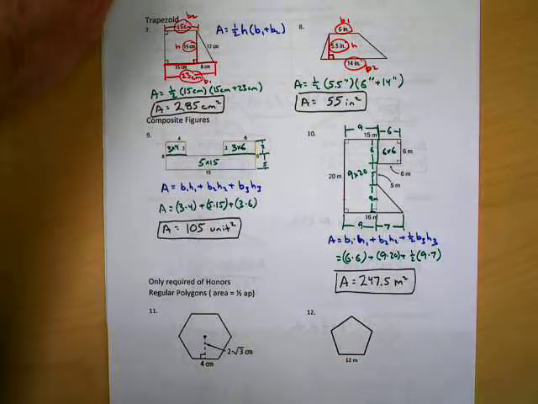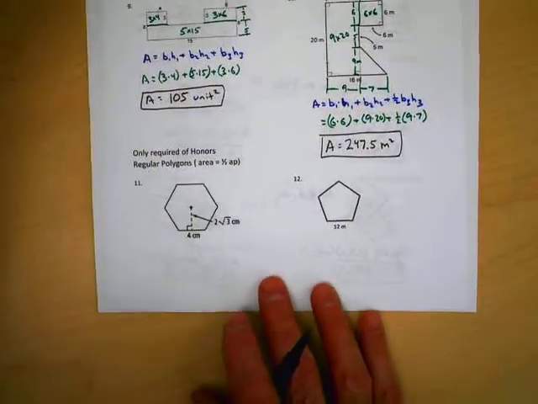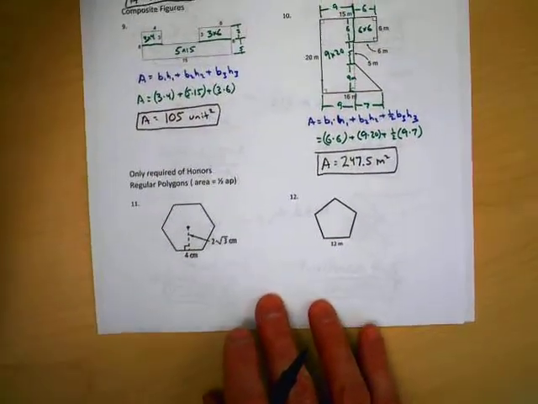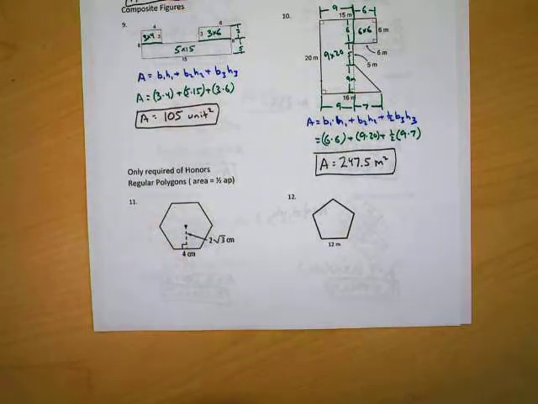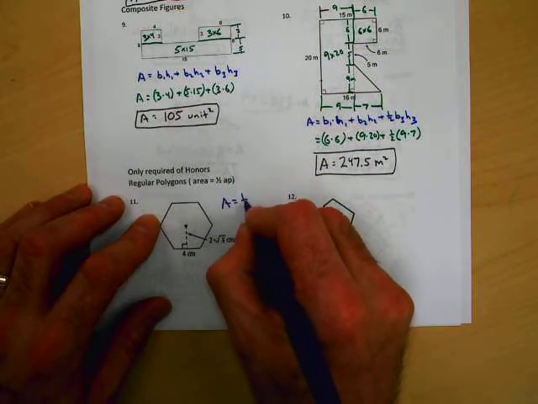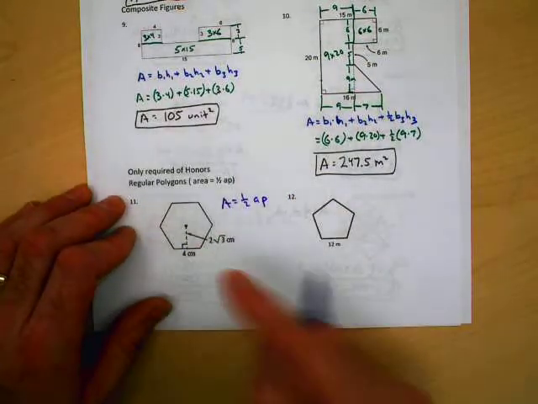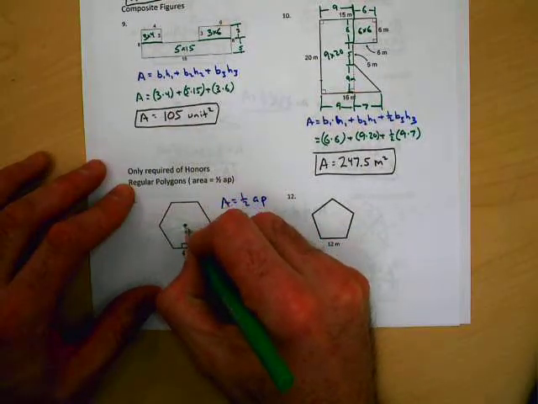Now, we need to get after this. The next part is strictly honors as far as being expected that you have to know it. Doesn't mean that you can't learn it even if you aren't in honors, but just to let you know, this is regular polygons. This is going to be area equals 1/2 apothem times perimeter.